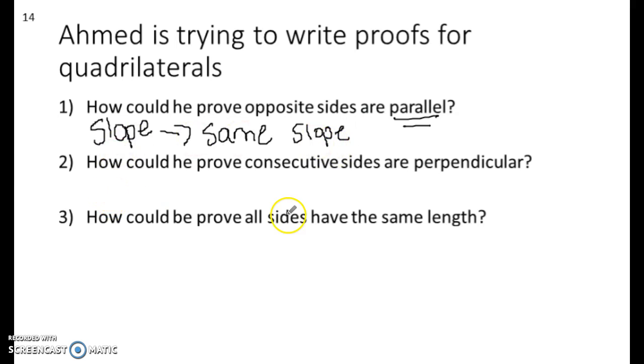All right, let's look at the next one. How could he prove consecutive sides are perpendicular? Well, again, we're going to have to find the slope of the consecutive sides. And in order to show that they're perpendicular, they would have to be opposite reciprocals. In other words, you would have to change the sign and flip it.